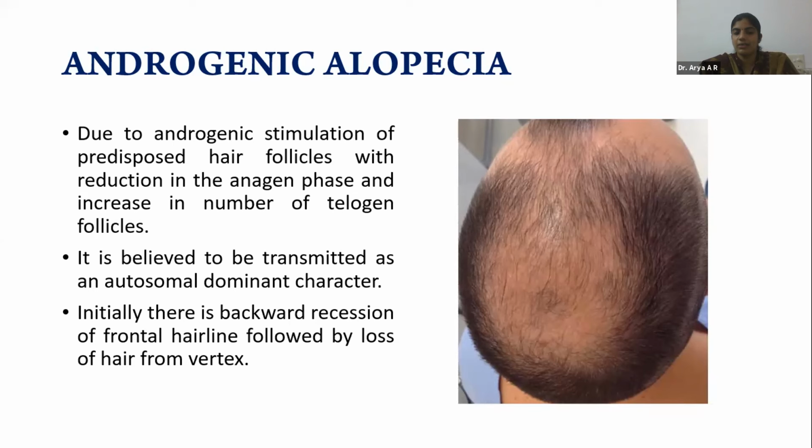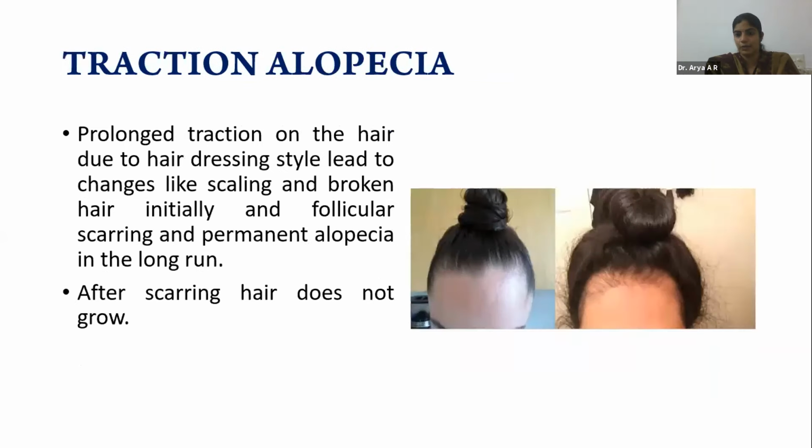It is believed to be transmitted as an autosomal dominant character. So when a patient approaches with this androgenic alopecia, definitely we should go for the hereditary prominence. Initially there is backward recession of the frontal hairline followed by loss of hair from the vertex. That is, they will say they are losing hair from the frontal hairline, and then we could see hair loss from the vertex, and the hair will be present over the occiput and sides. This is the condition called androgenic alopecia.